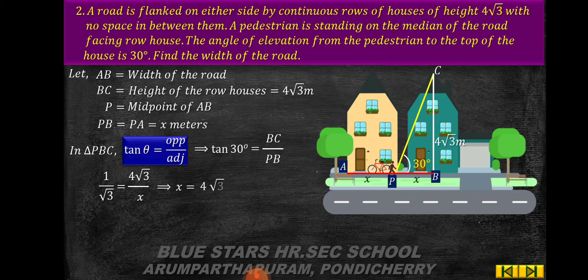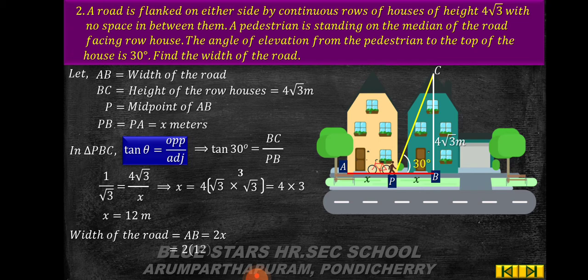So x is equal to 4 root 3 into root 3. Root 3 into root 3 value is 3, that is x is equal to 4 into 3. The value of x is equal to 12 meter. Therefore, the width of the road is equal to AB, which is equal to 2 times x, which is equal to 2 into 12, which is equal to 24. Therefore, the width of the road is equal to 24 meter.